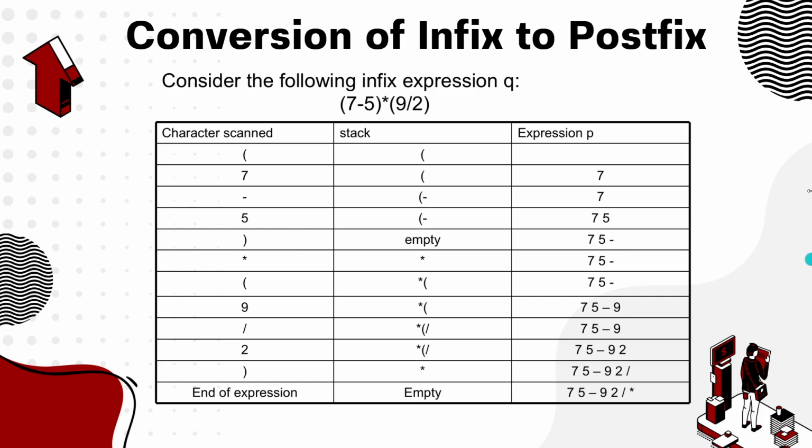After that, we have a star, we push that onto stack, then an open bracket, push that also onto stack. A 9, so 9 is an operand, place it in the output. Slash we have, it is an operator, so push it onto stack. Then a 2, so it has to be placed in the output. Then we have a closing bracket. As I said before, when we encounter a closing bracket, we have to pop everything till open bracket. So, till open bracket we have slash alone, and that is popped out.